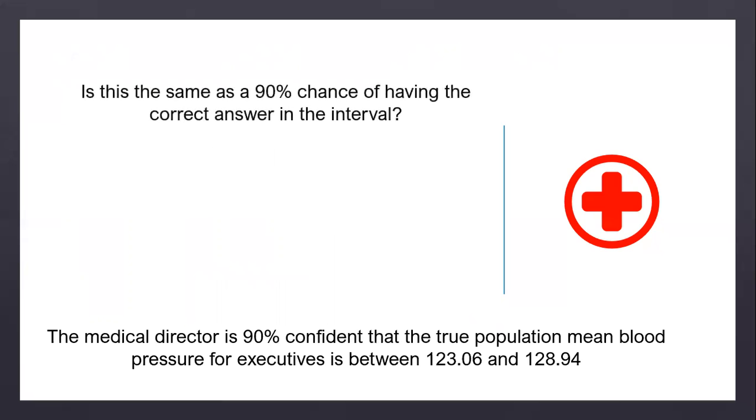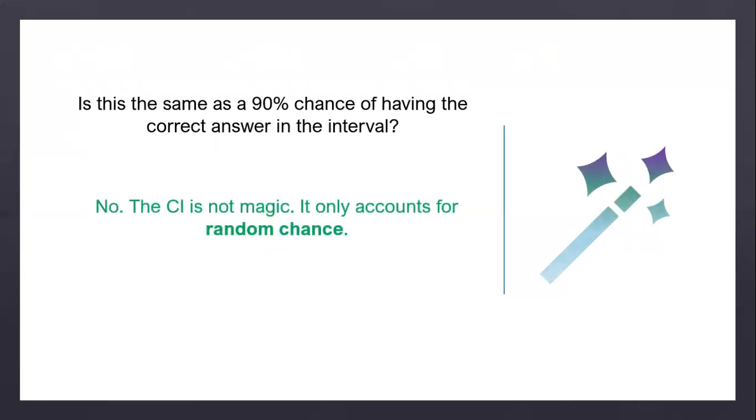Is this the same as having that 90% chance that the correct answer is in that interval? We've already seen that this is just an estimated interval anyways, but we need to circle back to that green asterisk I mentioned earlier, the big assumption that no one's talking about here. And the reality is that the confidence interval's not magic, it's only accounting for random chance. I can't stress this enough. It's only taking into account that the sample was random.